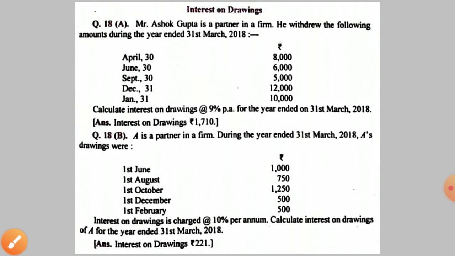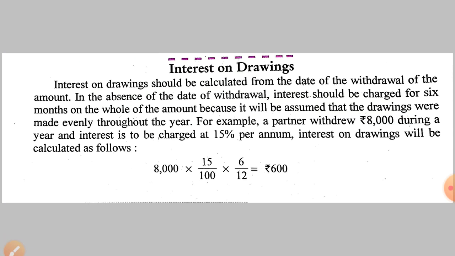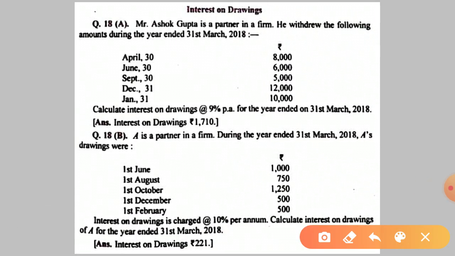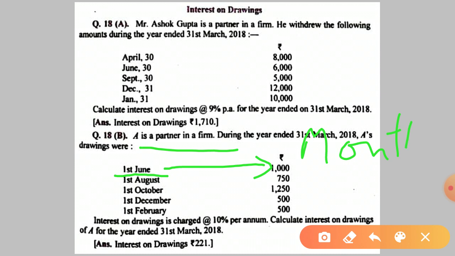See, you see question number 18b here. Here, time is given. You have to calculate interest on A's drawings. So the first drawing is on 1st June. From 1st June till 31st March, how many months are remaining? So here 10 months are remaining.